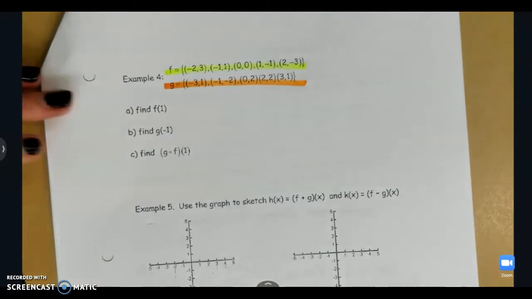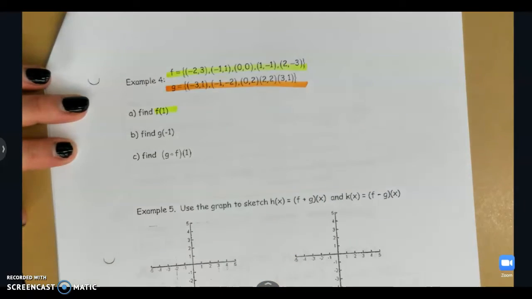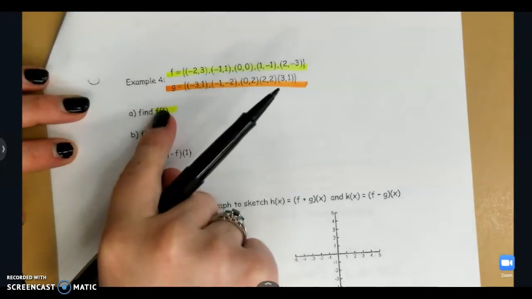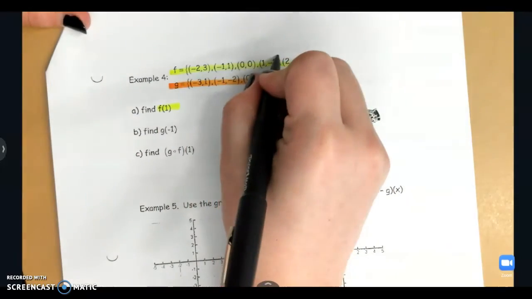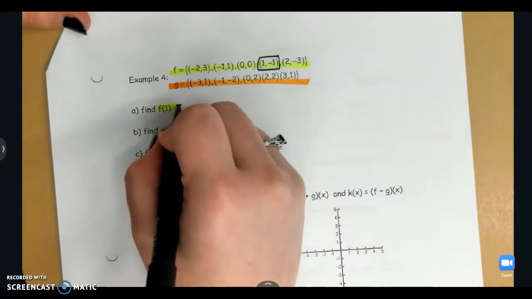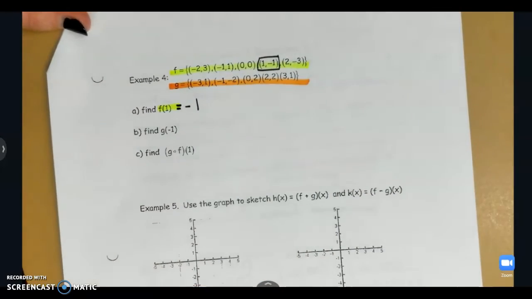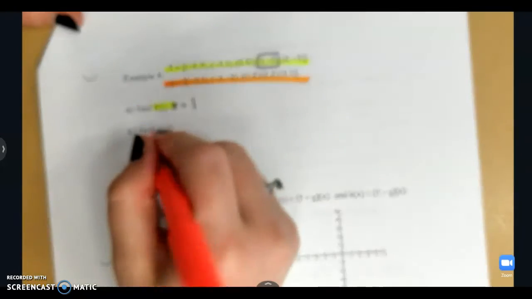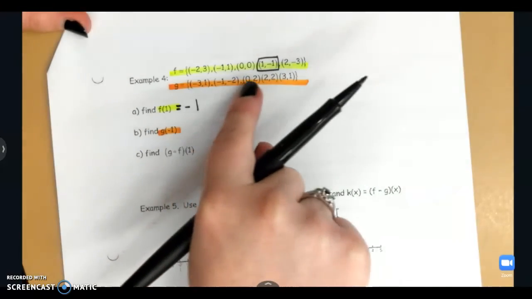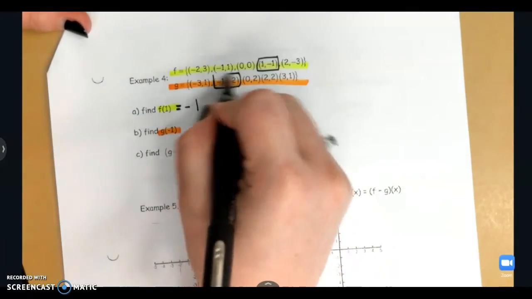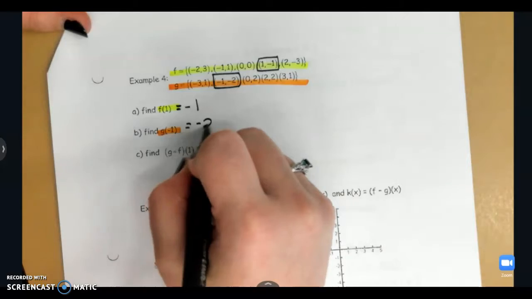So starting with A, I want to find f of 1. So that means my x value is 1, and I'm looking at my f function. So looking up here, my x value is 1 at this point, and my y value there is negative 1. Then g of negative 1, same thing. I'm going to look on my g function this time for where x is negative 1, and that's right here, and that would be negative 2.